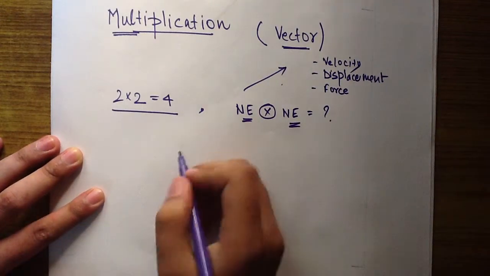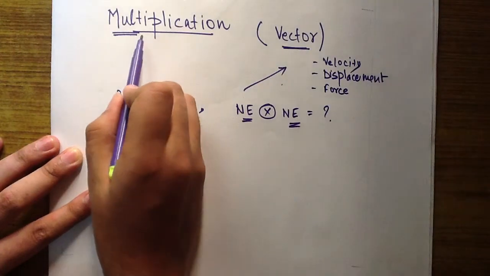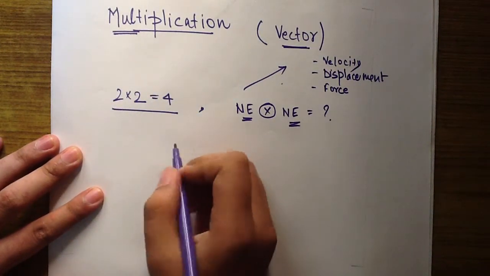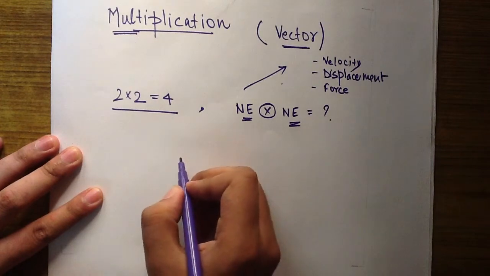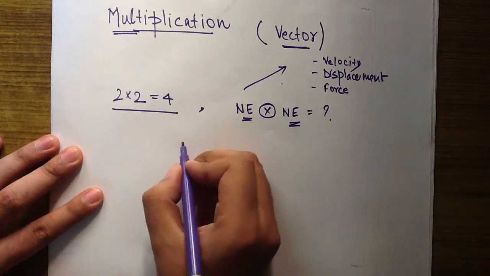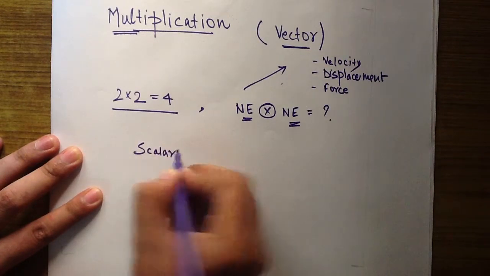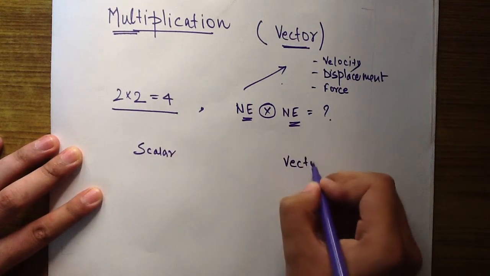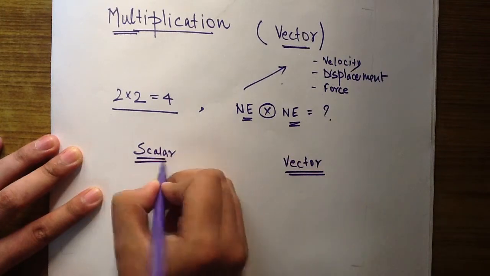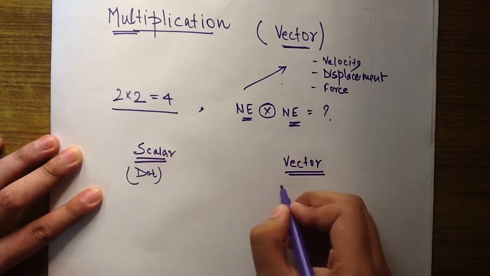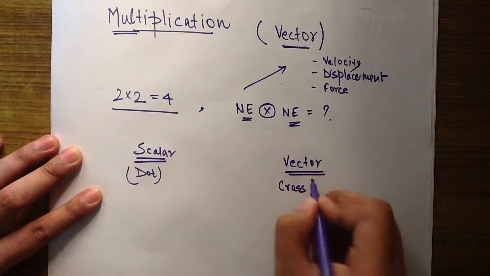Therefore, instead of normal mathematical multiplication, physicists have defined two types of vector multiplication. They are namely scalar and vector multiplication. Scalar multiplication is also known as the dot product, and vector multiplication is also known as the cross product.